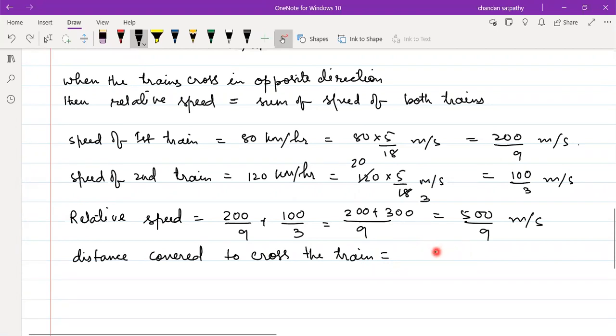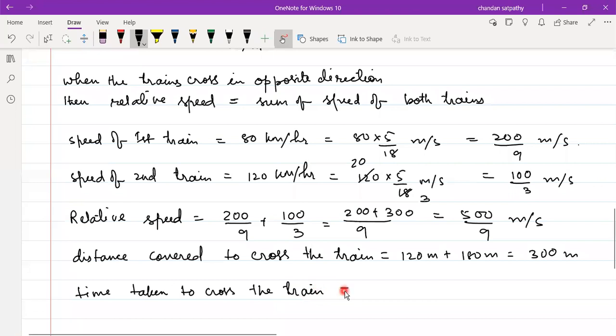So the first train length is 120 meter and the second train length is how much? 180 meter. So that is 300 meter. So now we'll write the time taken to cross.